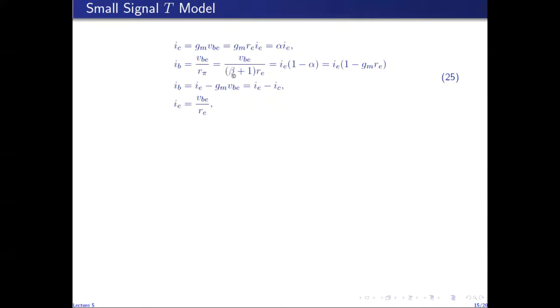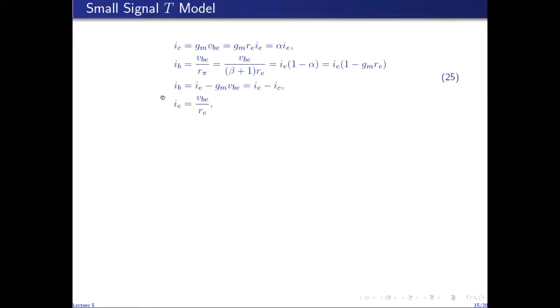beta in terms of alpha, we get 1 over beta plus 1 to be equal to 1 minus alpha. Alpha is GM RE. So we get IE minus GM IE RE. GM IE RE is GM VBE, which is IC. So we get IB as the small signal emitter current minus the small signal collector current. And the small signal emitter current is given by VBE over small RE.